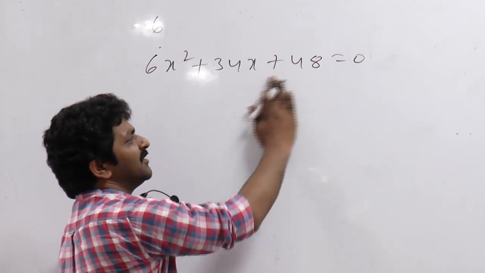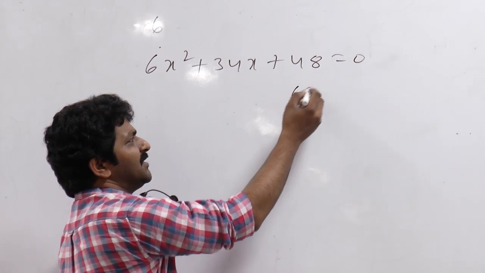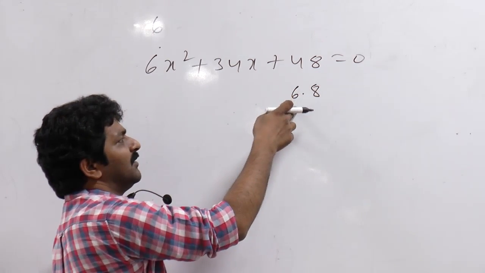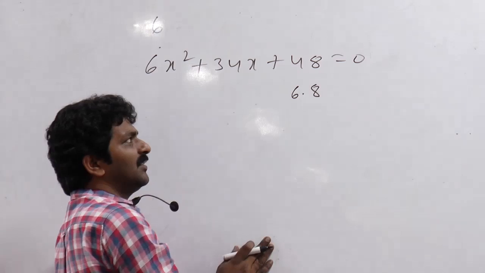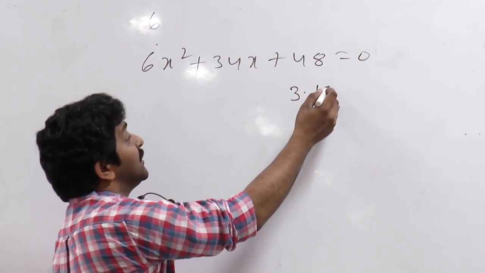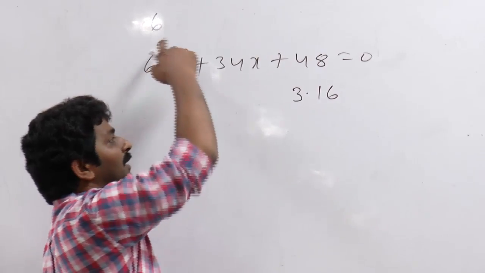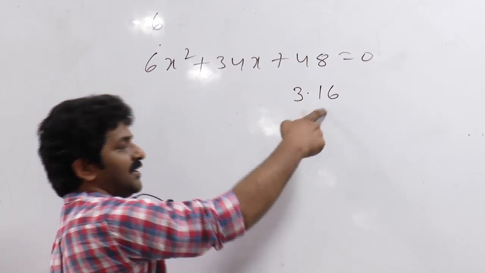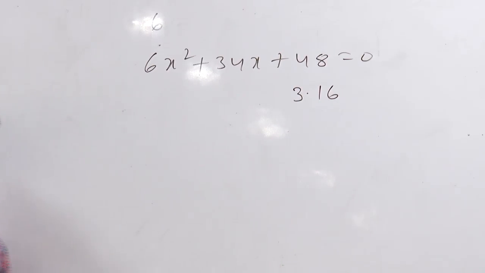48, then what combination comes? 6 into 8, 36 plus 8, no, right? 3 into 16, 18, 16, right? 18, 16, then you will get it. If it is 48, then you will get it.